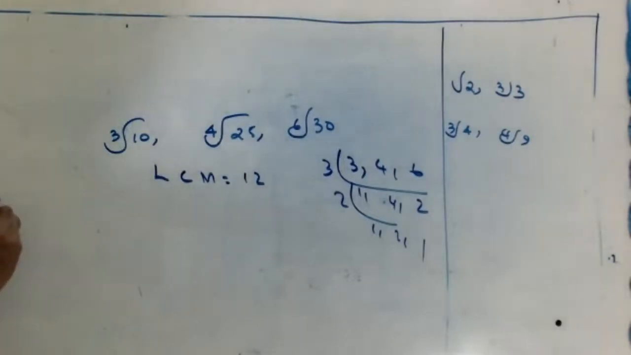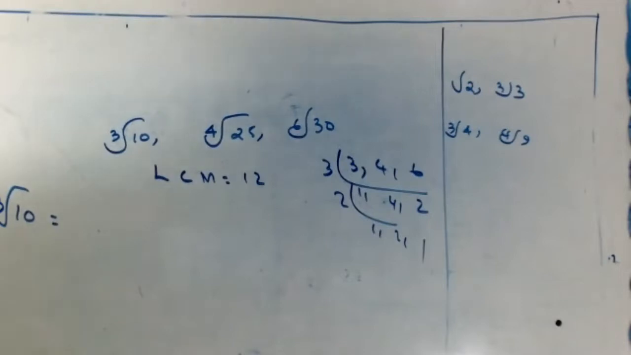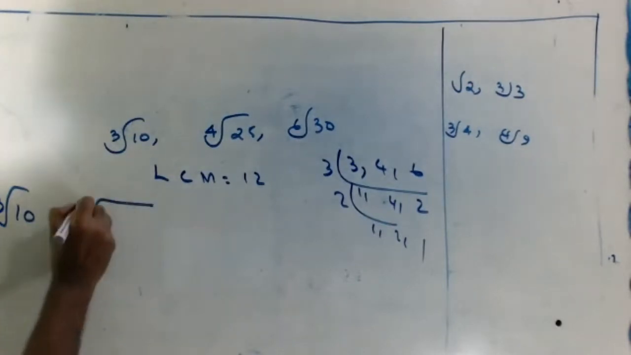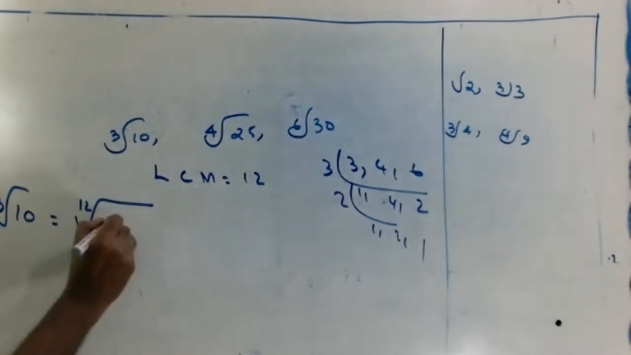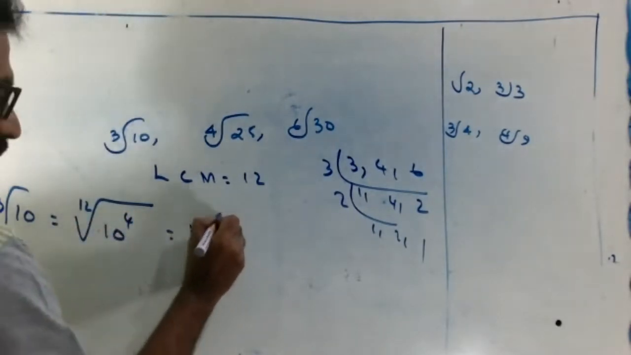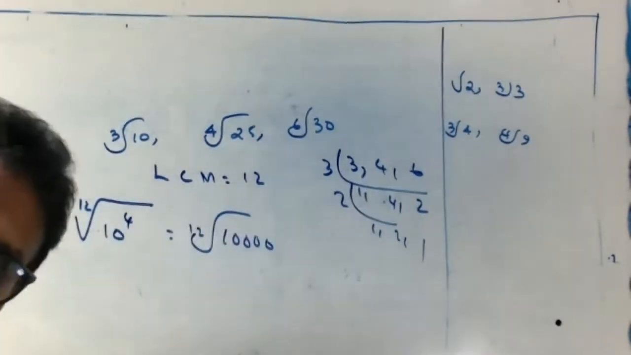Now look here. Cube root of 10. Listen now, follow this way. Here 12, 10. 12 divided by 3, how much? 4. That is 12th root of 10 to the 4, which is 1 with 4 zeros. Are you okay, man? Are you okay?